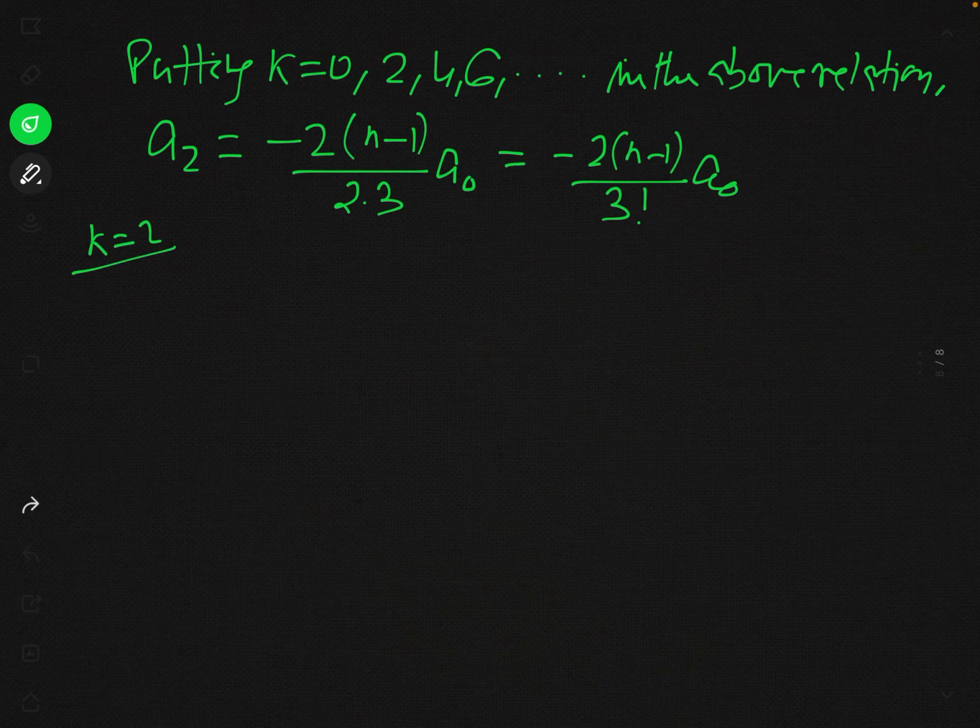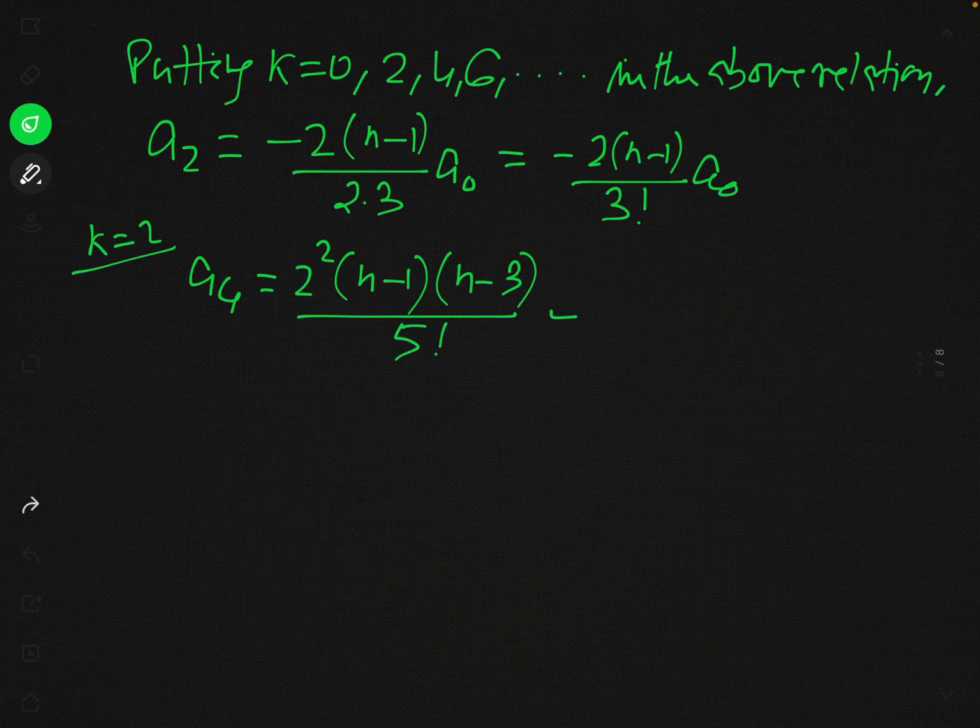Now put the value of k equal to 2. So ak plus 2 will now be a4, and this result will be 2 square times n minus 1 times n minus 3 over 5 factorial a naught. You may check it. I have written it directly.